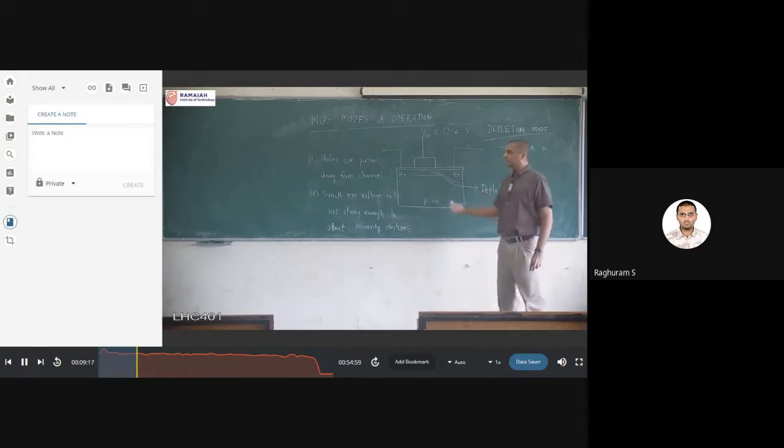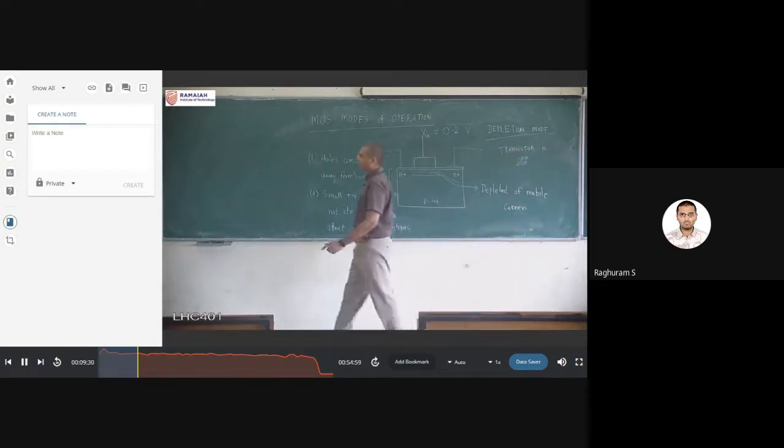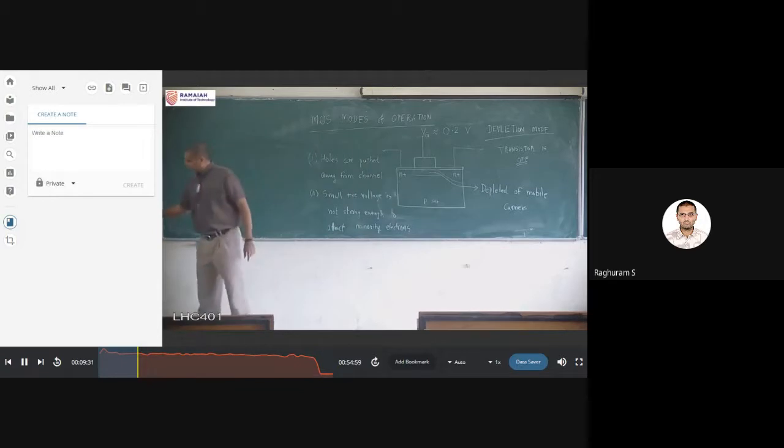There is no way that we can connect the two terminals in this mode of operation. So this is the second mode, depletion. We are slowly going towards on. Okay, when do we turn it on? When we go for a higher value of voltage, and that is what we will see in the next mode of operation, which is also the last mode of operation.